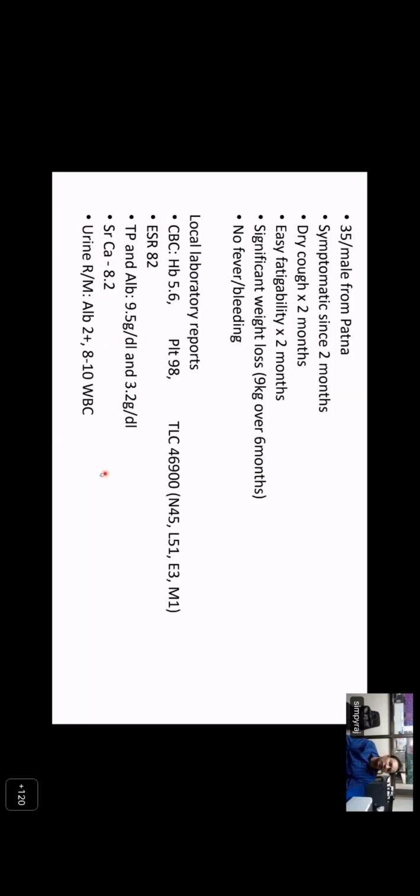We had a case of a 35-year-old male patient from Patna. He was symptomatic for the last 2 months only. He had a dry cough for the last 2 months, easy fatigability, and significant weight loss, 9 kg in 6 months. No fever and no bleeding.